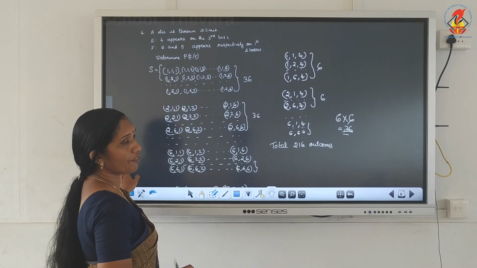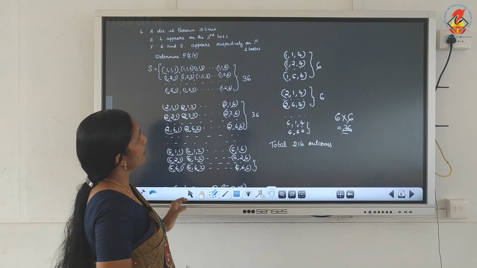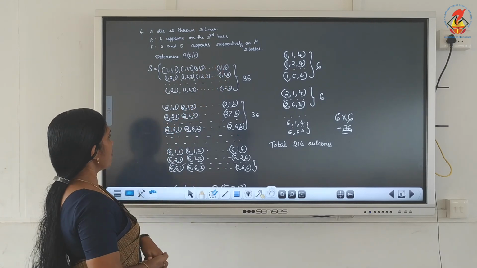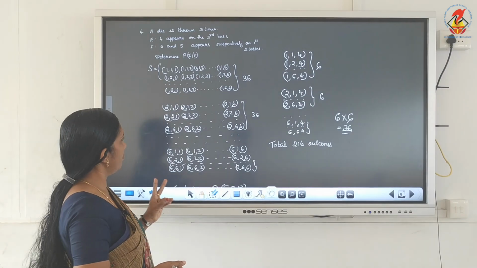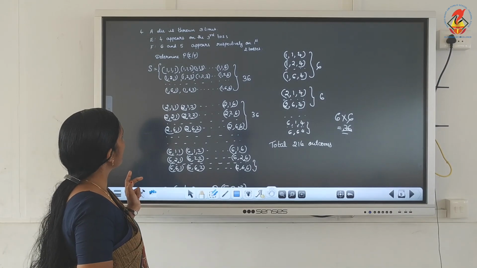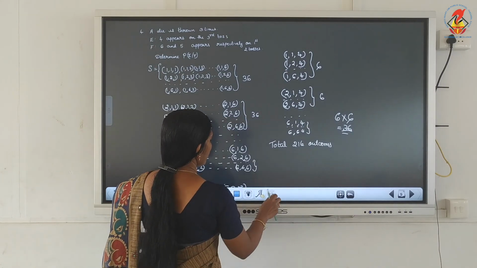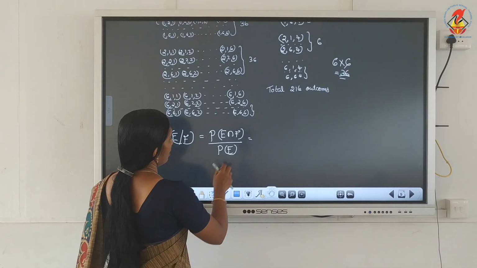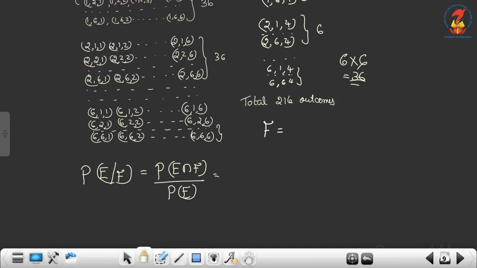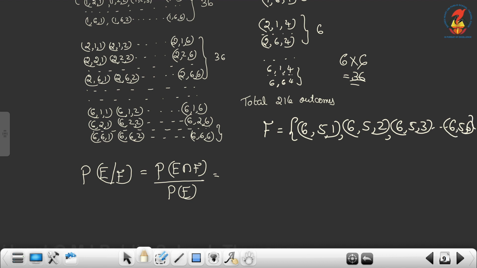Before that, what is F? 6 and 5 appears on the first 2 tosses. So 6 and 5 as first numbers. So which all elements will come? So F means 6 and 5 as the first 2. So 6, 5, 1; 6, 5, 2; 6, 5, 3, like that. The last one 6, 5, 6. Only this much in F.